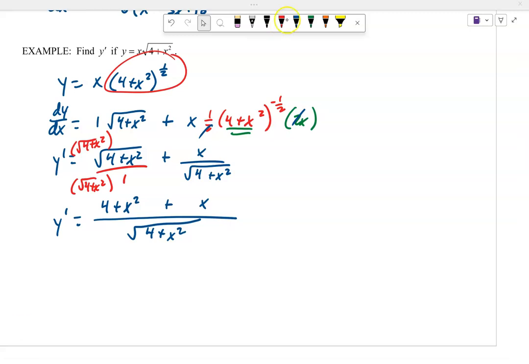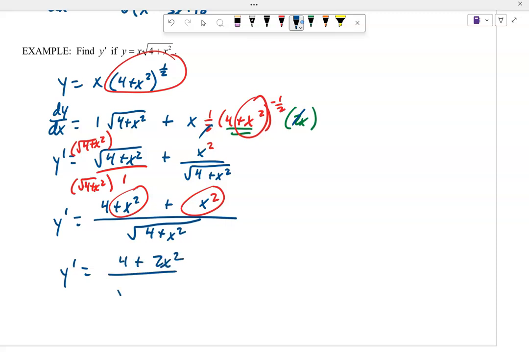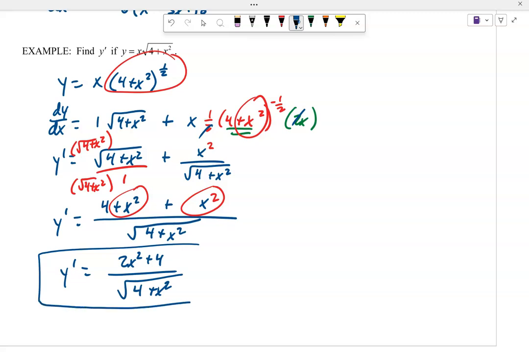Oops, I didn't carry that x squared right here. That should have been x squared. Sorry about that. So we got 4 plus x squared plus an x squared. So I got 4 plus 2x squared. This is my numerator over the square root of 4 plus x squared. Or, frankly, I kind of like 2x squared plus 4. I'll write it with the highest degree first there.